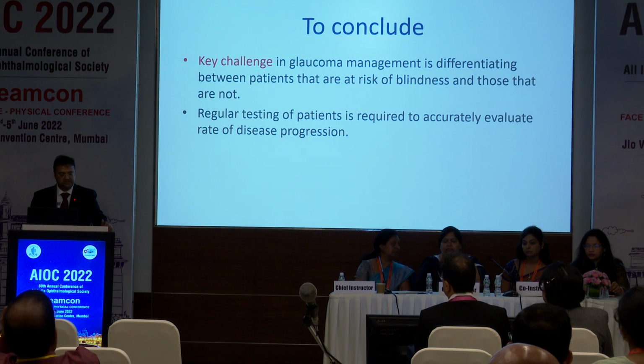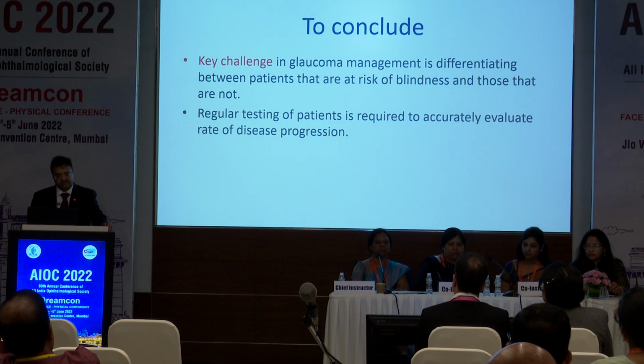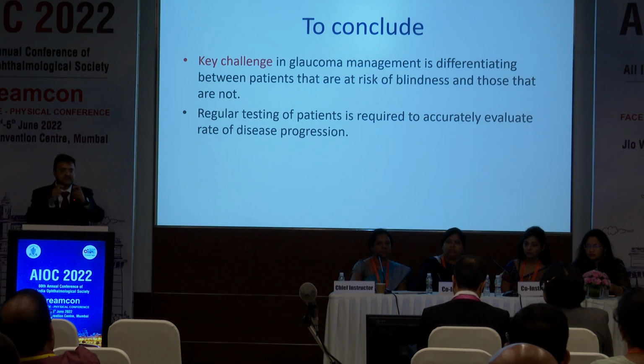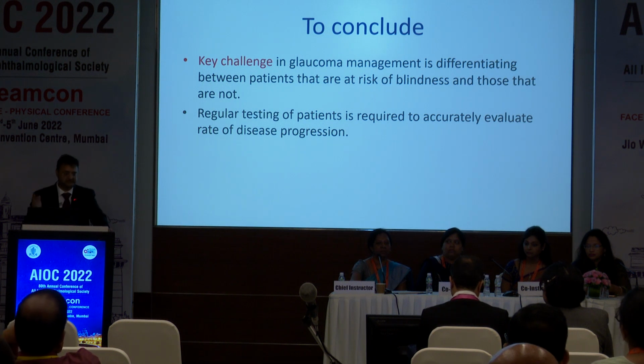So to conclude, the key challenge in glaucoma management is differentiating between patients that are at risk of blindness and those that are not. Regular testing of the patient is required to accurately evaluate the rate of progression. And how do we evaluate the rate of progression? We need at least 6 fields in the span of 2 to 3 years along with the OCT, and we should look for the rate of progression and not just a series of fields in front of us that we try to analyze subjectively. Fine? Thank you.